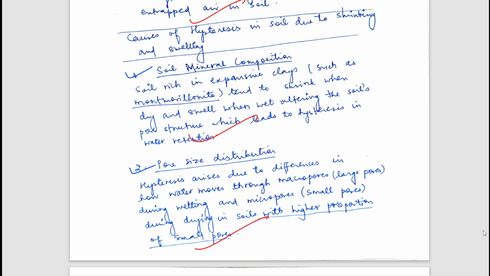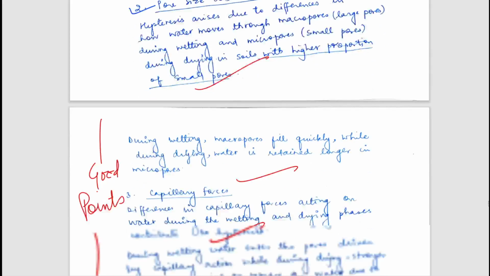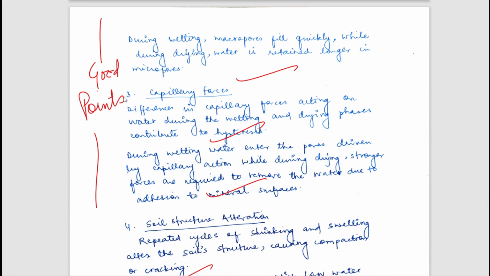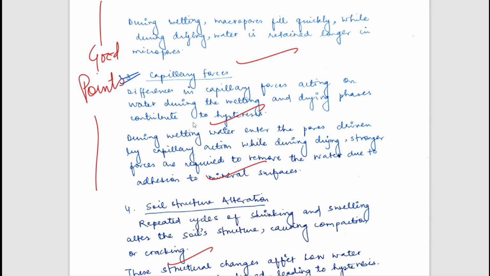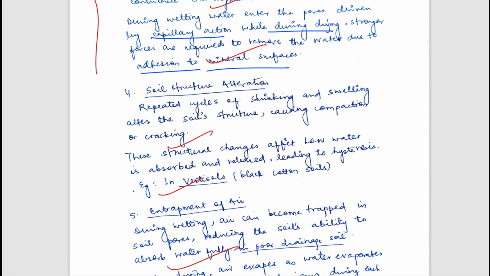If you want to read all the answers and points, you can simply pause the video and read them. Next, we have capillary forces. Obviously, they will have an effect on the wetting and drying process. We can see that during wetting, water enters the pores driven by capillary action, while during drying, stronger forces are required to remove the water due to adhesion to the mineral surface. Obviously, adhesion and capillary action all have a certain kind of impact. Soil structure alteration is another thing. If the soil structure is altered, there will be some effect on it.